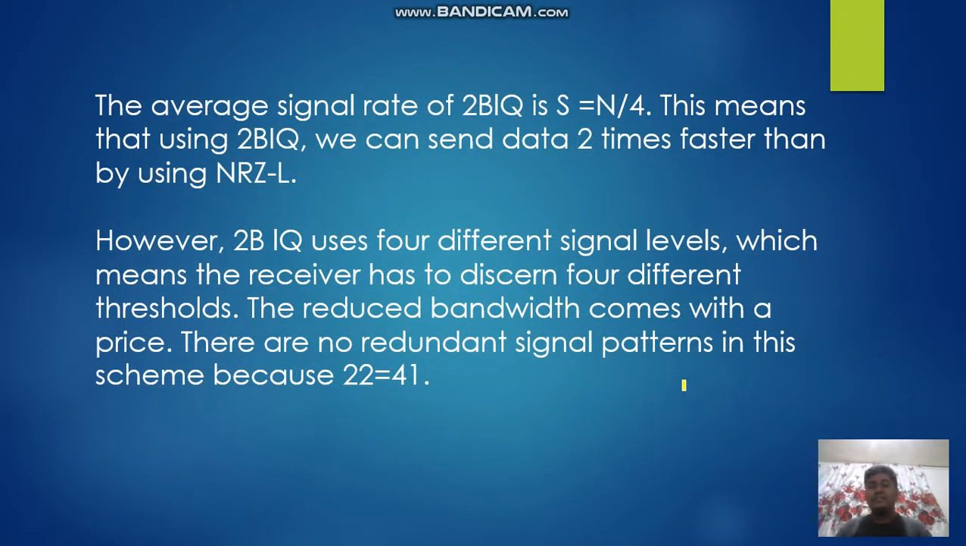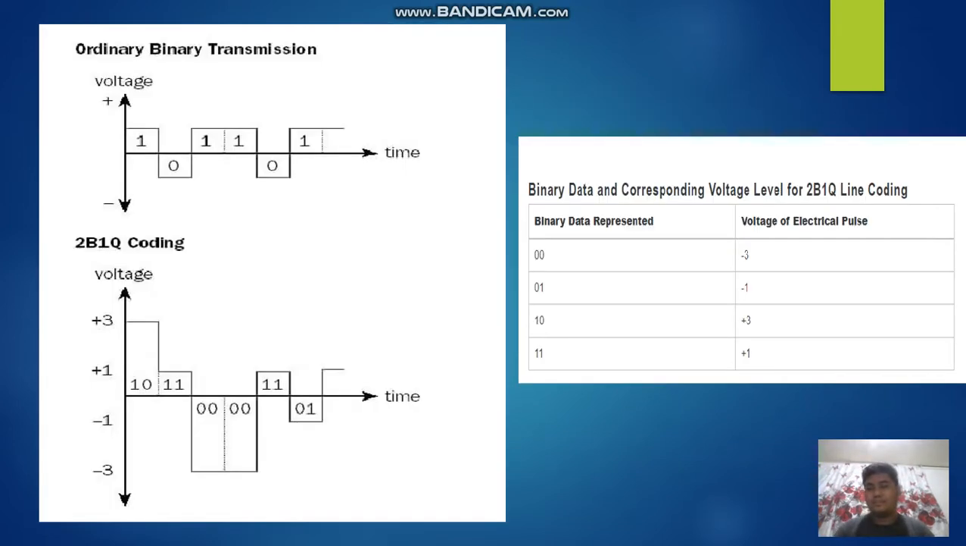The average signal rate of 2B1Q is equal to N divided by 4. This means that using 2B1Q, we can send data 2 times faster than by using NRZ-L. However, 2B1Q uses 4 different signal levels, which means that the receiver has to discern 4 different thresholds. The reduced bandwidth comes with a price. There are no redundant signal patterns in this scheme because 2^2 is equal to 4^1.